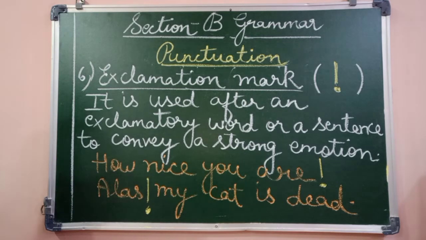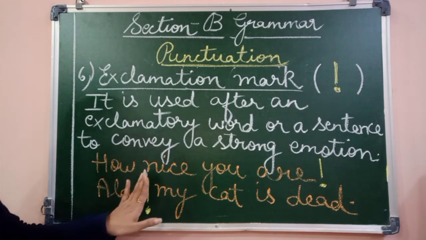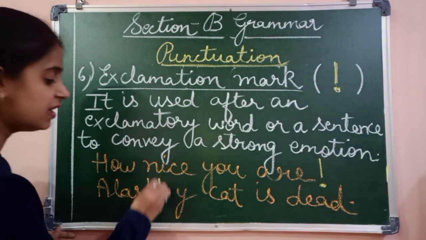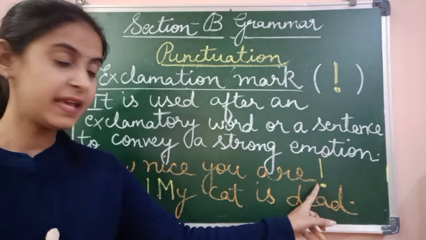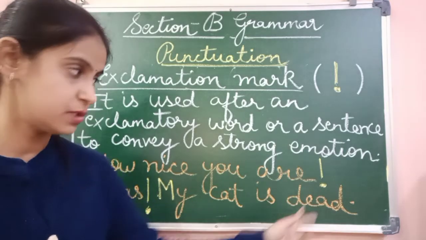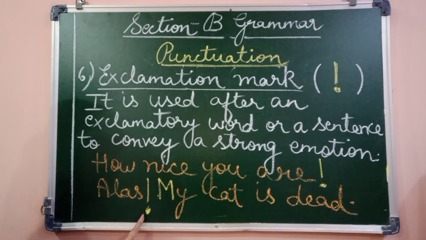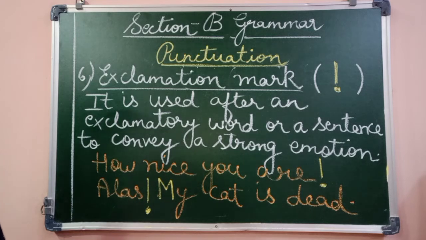Now, one thing you need to keep in mind is that whenever you use an exclamation mark, the word after it should begin with a capital letter. So here M will be capital. Here the exclamation mark is used at the end of the sentence, so we have no word after it, right? But here, after the exclamatory word alas, we have used this exclamation mark, and after it we have to begin the next word with a capital letter. So I hope it is clear to you.